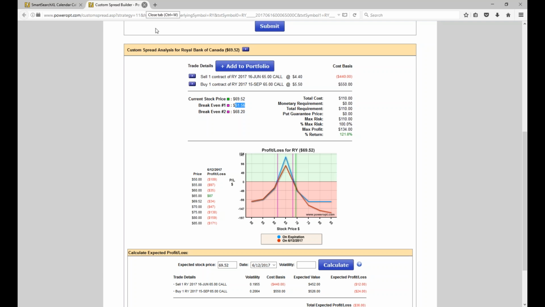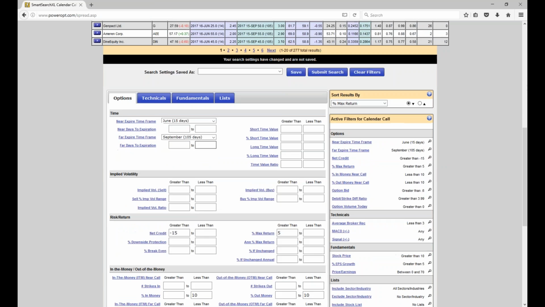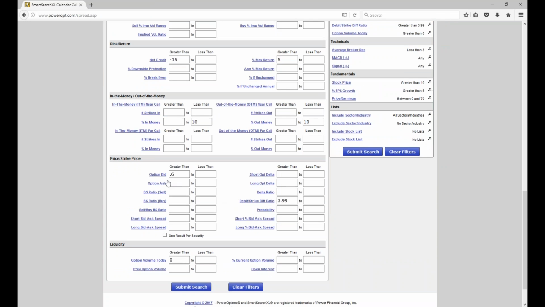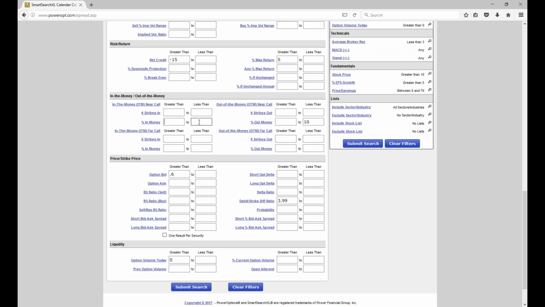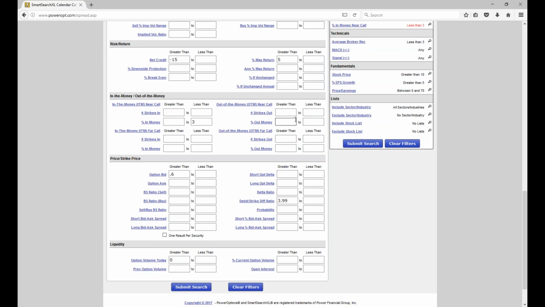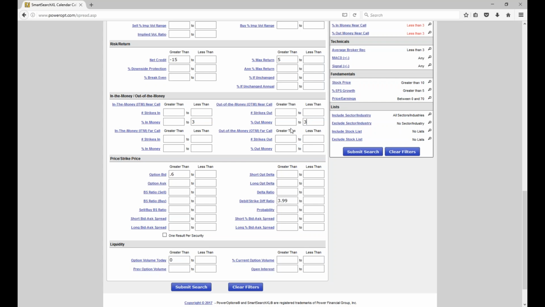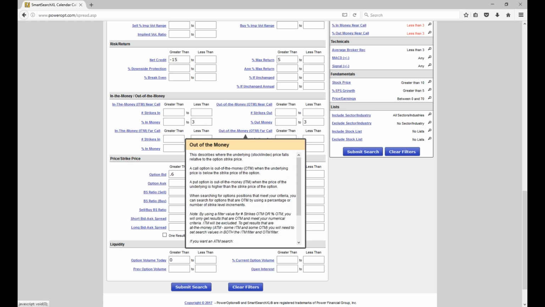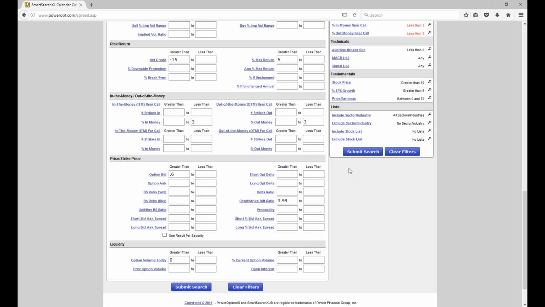I want to isolate this search to find me positions that are right at the strike price, right at the money. So I can do that using our percent in the money and percent out of the money ranges for the short option or for the long option. So for the in the money near call, the one we're selling, I'm going to restrict the range in the money, let's say to be blank to 3. And I'm going to restrict the range out of the money also to be blank to 3. So that means I'm not allowed to go more than 3% in the money or 3% out of the money on the stocks that match the other criteria. It still has to match my spread conditions.